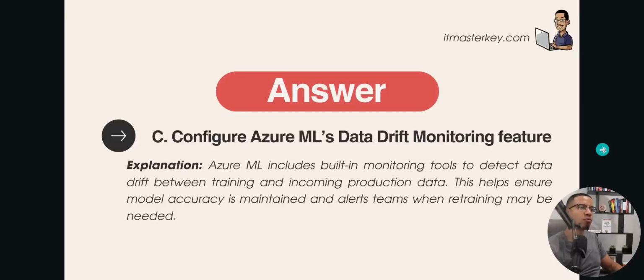So the best thing to do would be to configure Azure ML's data drift monitoring feature. Azure ML, or machine learning, includes built-in monitoring tools to detect data drift between training and incoming production data. This helps ensure model accuracy is maintained and alerts teams when retraining may be needed.